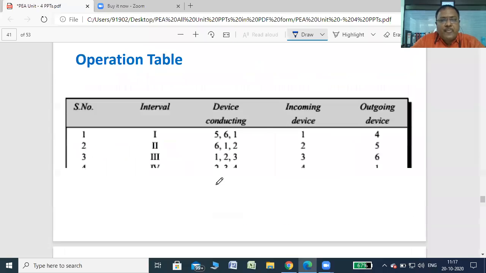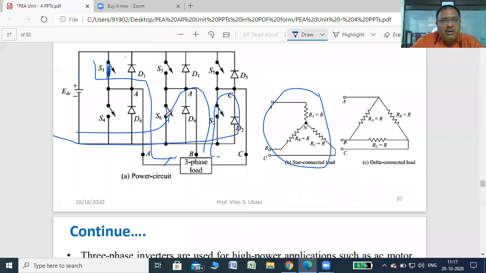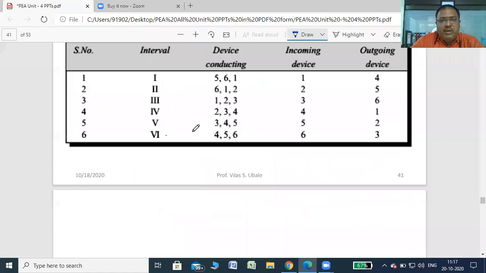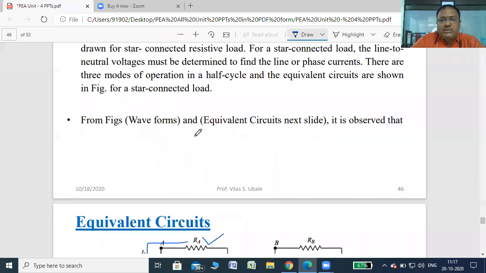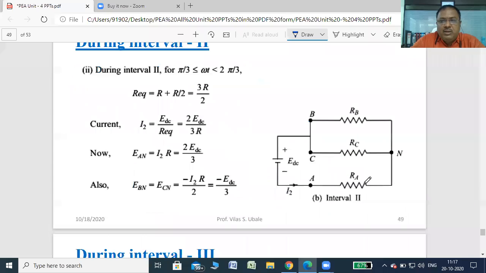Now check here, C and B are parallel. Now see the equivalent circuit diagram for the second interval. C and B are parallel, and A is in series with this parallel combination. Again the same thing, R equivalent equals 3R by 2. Now current I1 is the incoming current through this.